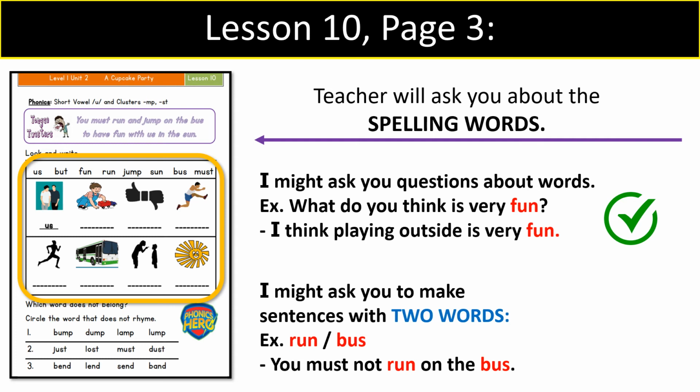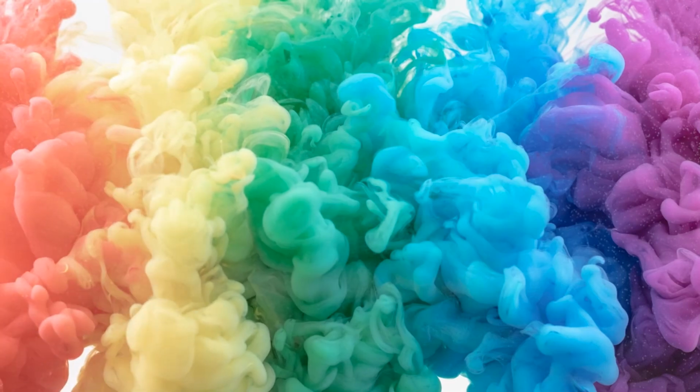I might ask you to make sentences with 2 words. So, spelling words. Run, bus. Maybe you can say, teacher, you must not run on the bus. Yes, you must not run on the bus. Guys, that is super, guys. That is the end of lesson 10.